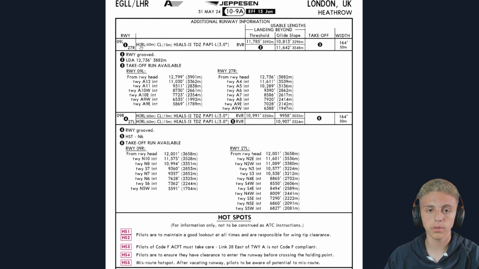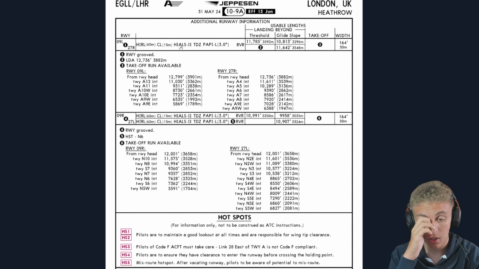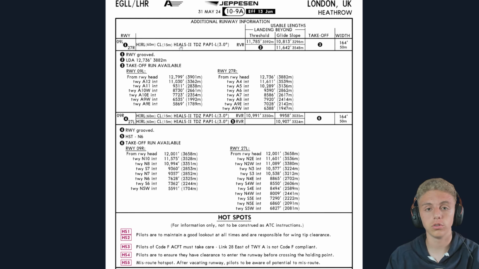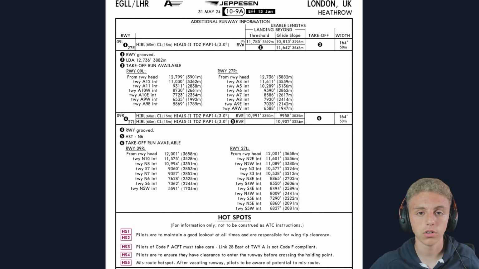It has high intensity runway lighting equipment every 60 meters, with centerline lighting every 15 meters. It has a high intensity approach lighting system, which conforms to category 2 standards, which is pretty much foggy weather. And it has touchdown zone lighting and PAPI lights 3 degrees to the left of the runway. It has RVR equipment, runway visual range equipment, as well.